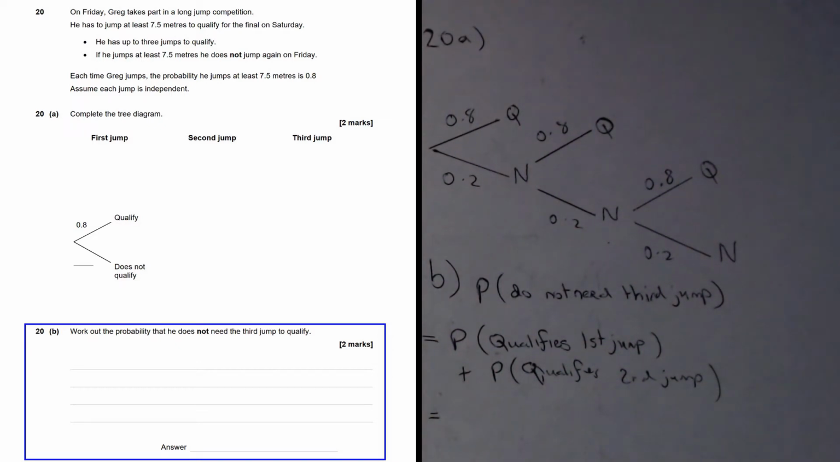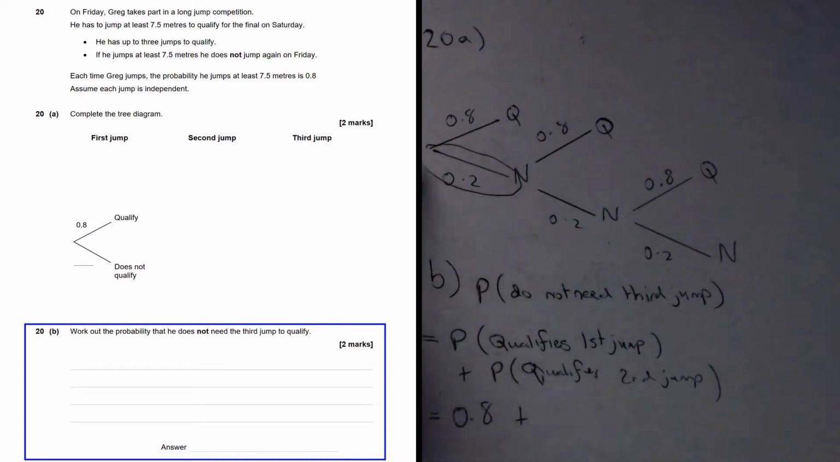Now what's the probability that he qualifies in the first jump? Well, we can see from the diagram that's 0.8. And we need to add to that the probability that he qualifies on the second jump. Well, what's the probability that he qualifies on the second jump? Be careful. To qualify in the second jump, he must first have failed to qualify in the first jump, and then qualify in the second jump.